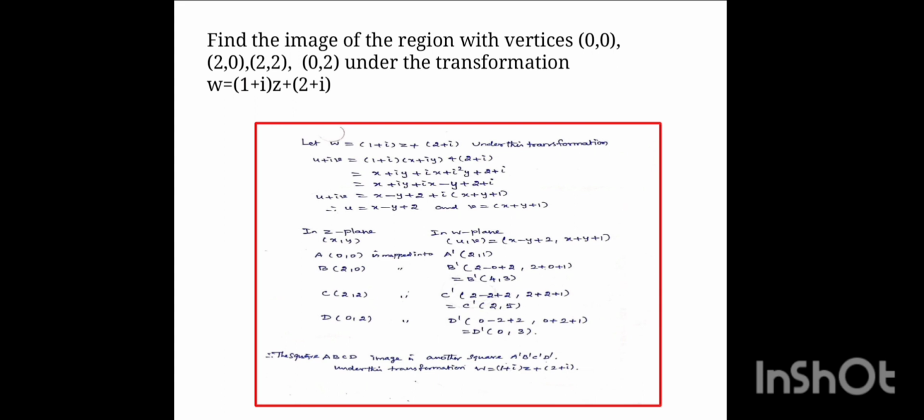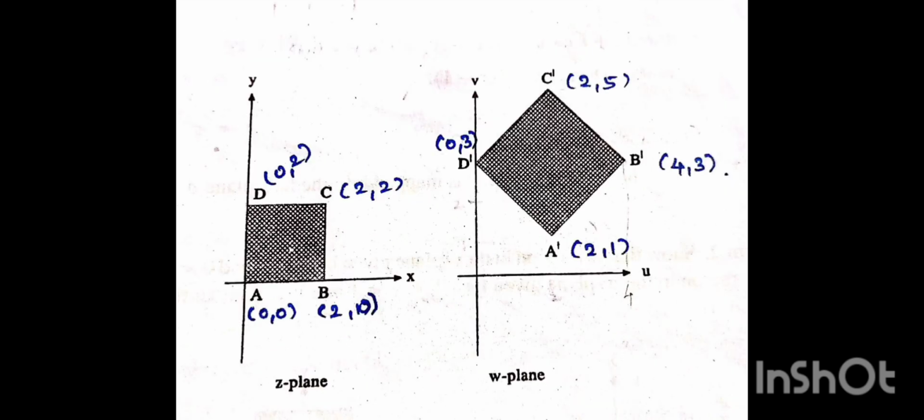We get the square ABCD in the z plane mapped into another square A dash, B dash, C dash, D dash in the w plane under this transformation w equal to (1 plus i) z plus (2 plus i). Next problem, find the image of the strip 2 less than x less than 3 under w equal to 1 by z. So the given transformation is w equal to 1 by z. This is the inversion. Put the value of w equal to u plus iv and z equal to x plus iy.